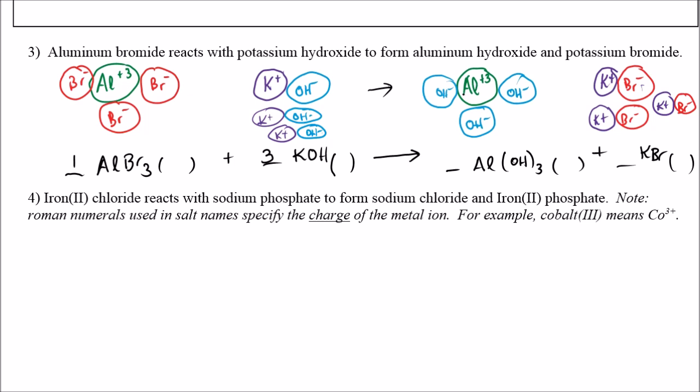I see just 1 aluminum hydroxide. I'll write the 1. You don't need to. And I see 1, 2, 3 copies of potassium bromide. That's a coefficient of 3. Phase notations. Is this soluble? Yes. Is this soluble? Yes. Is this soluble? No. That's your precipitate there. PPT, precipitate. And this is AQ, aqueous, because it's soluble.